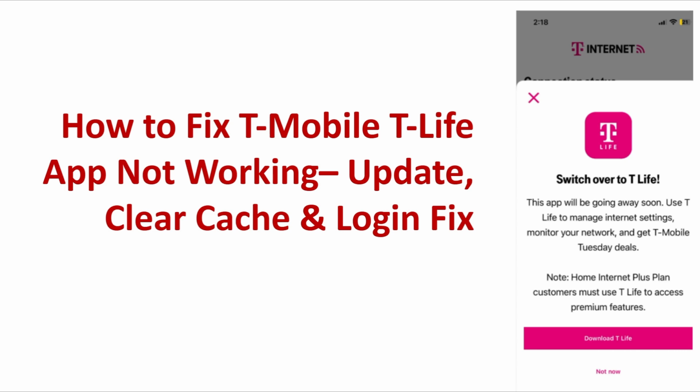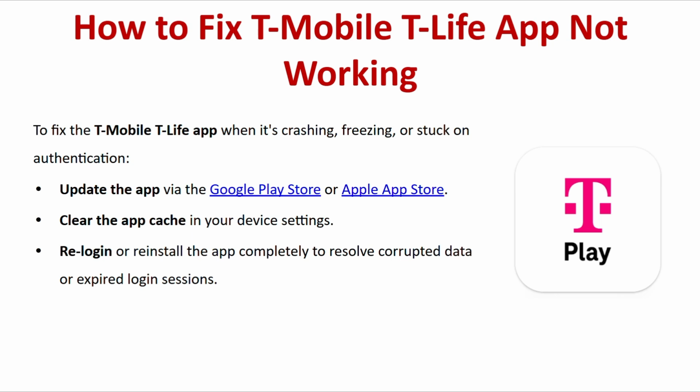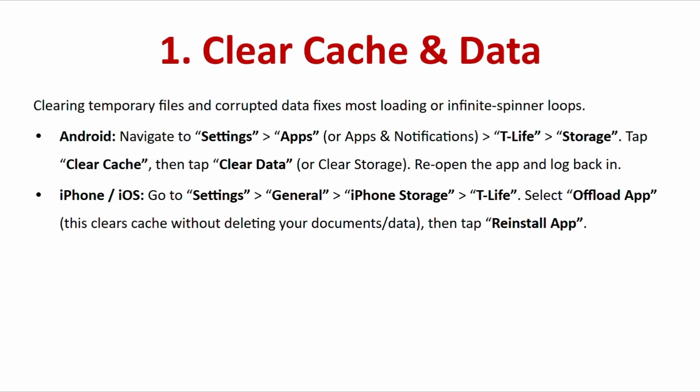Today in this video, we are going to see how to fix the T-Mobile T-Life app not working: update, clear cache and login fix. To fix the T-Mobile T-Life app when it's crashing, freezing or stuck on authentication, first update the app via the Google Play Store or Apple App Store. Then clear the app cache in your device settings and re-login or reinstall the app completely to resolve corrupted data or expired login sessions. First, clear cache and clear data.